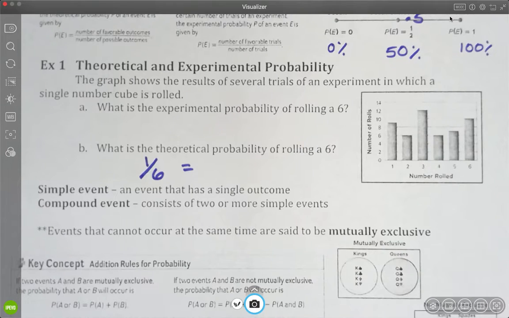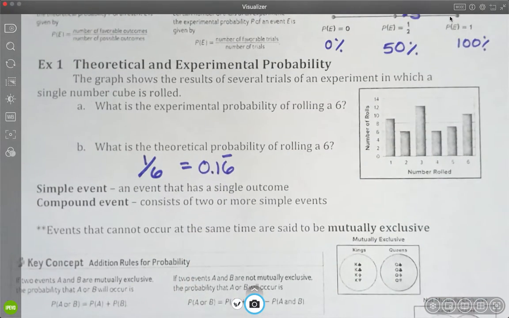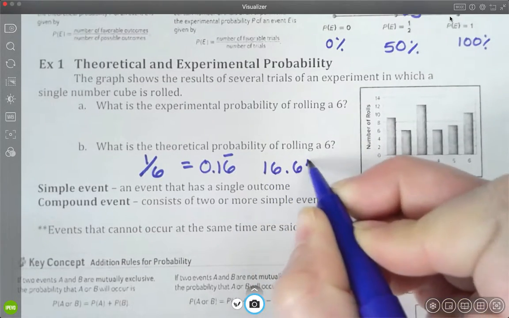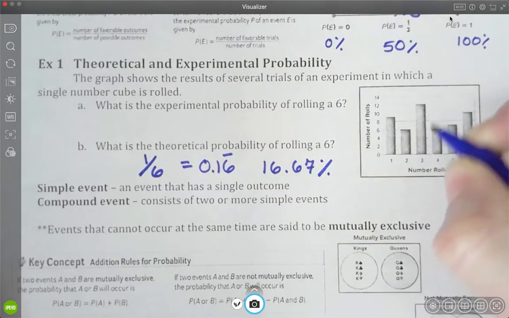What is it? 0.16 repeating. You guys have seen that bar over the top. That means it goes on forever, which is basically 16.67 if you round the percent. It has almost a 17% chance of rolling a 6, yeah? 1 out of 6 times I should roll a 6, okay? Now, what somebody did was they rolled dice over and over again, and then they graphed it, which is off to the right. That's what actually happened in the experiment. So, how many times was a 1 rolled?